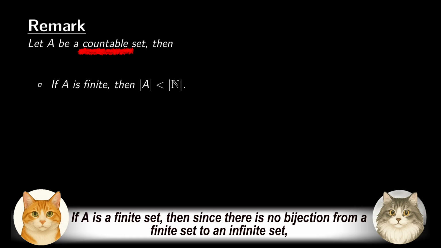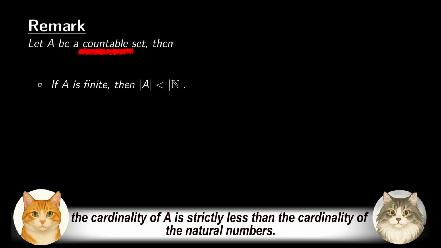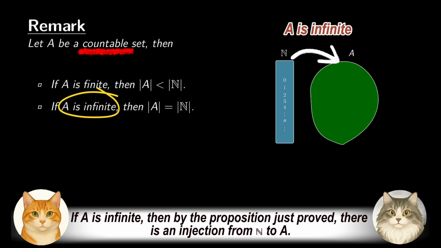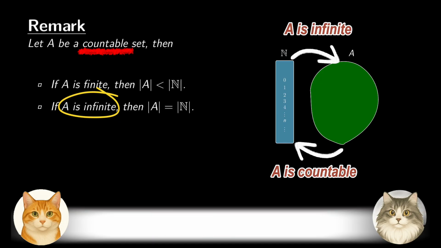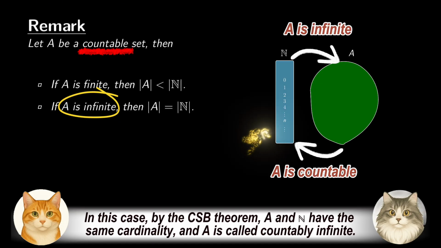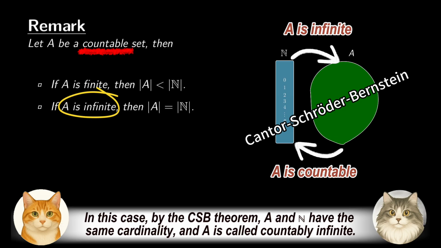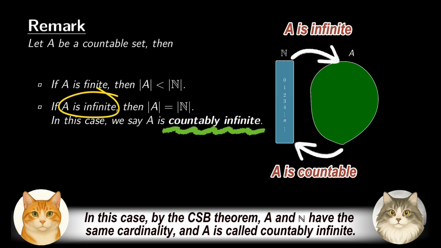Now, given a countable set A, there are two cases to consider. If A is a finite set, then since there is no bijection from a finite set to an infinite set, the cardinality of A is strictly less than the cardinality of the natural numbers. If A is infinite, then by the proposition just proved, there is an injection from N to A. However, by the definition of countability, there is also an injection from A to N. In this case, by the CSB theorem, A and N have the same cardinality, and A is called countably infinite.